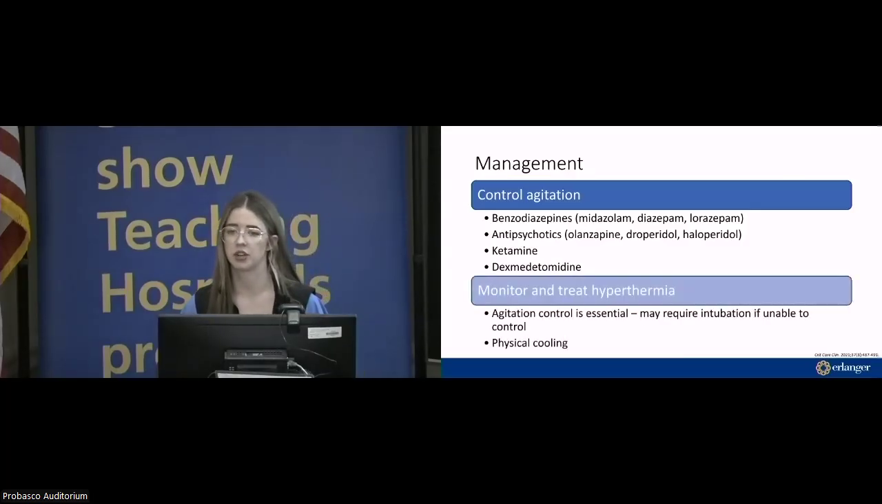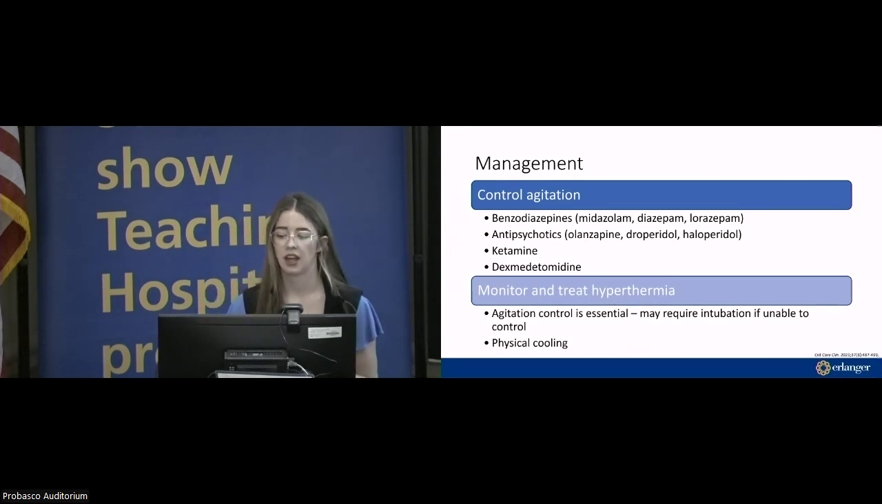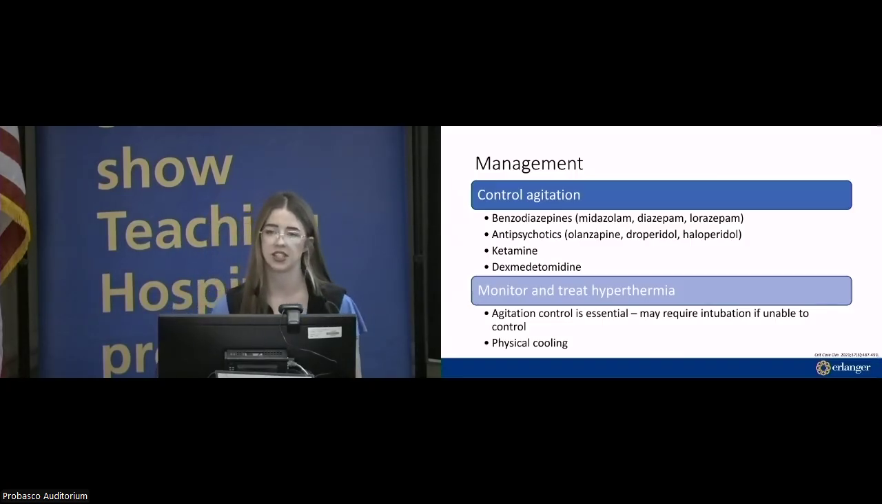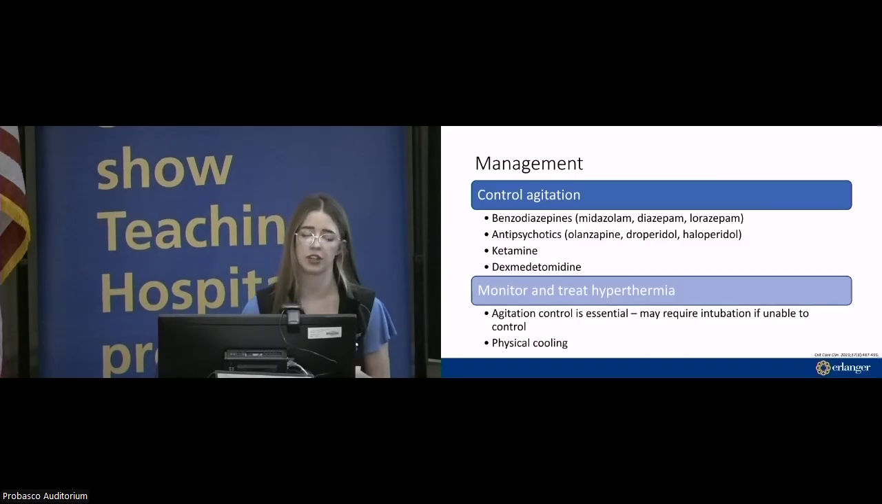Agitation control is also a temperature intervention. So if you cannot control the patient's activity, you may need early intubation and deeper sedation. In parallel, you want to use physical cooling strategies and continuous monitoring of vitals, EKG, and electrolytes to detect complications early.